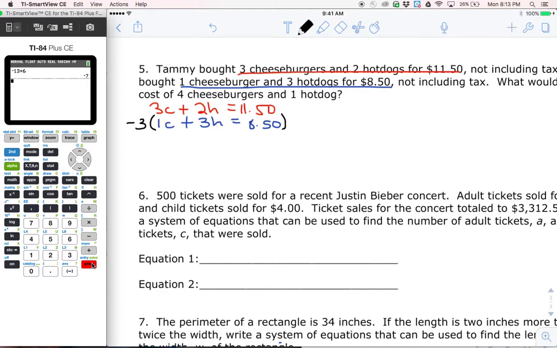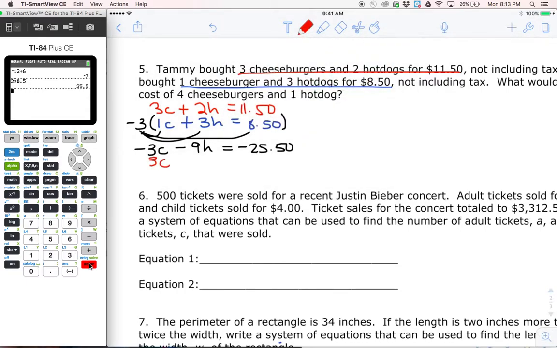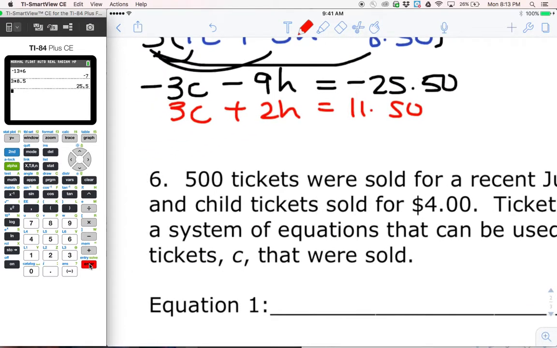Okay, so this equation becomes negative 3c minus 9h, and 3 times 8.50 is 25.5, negative 25.5. All right, and I'm adding that with my original red equation. I'm just going to rewrite it so I can see it easily. So plus 2h equals 11.50. Okay, and now this is the equation that I have to solve.